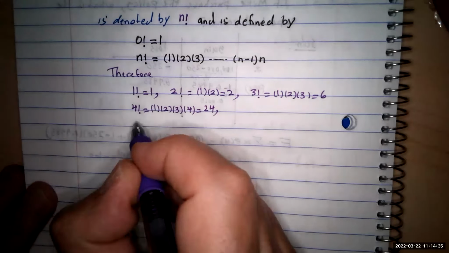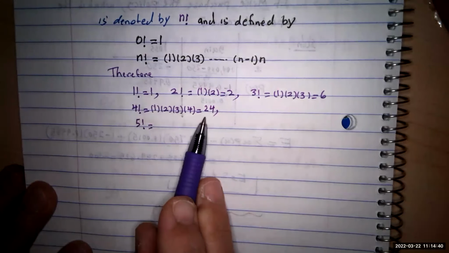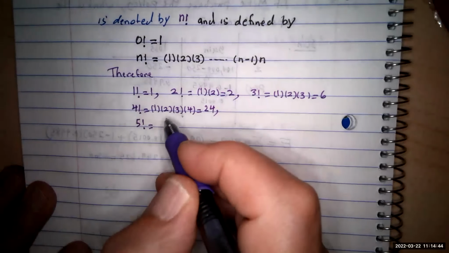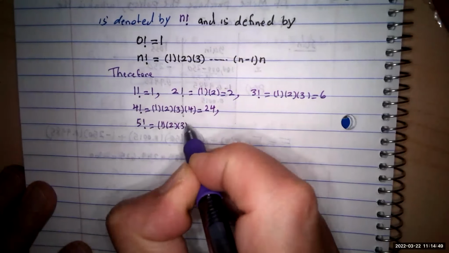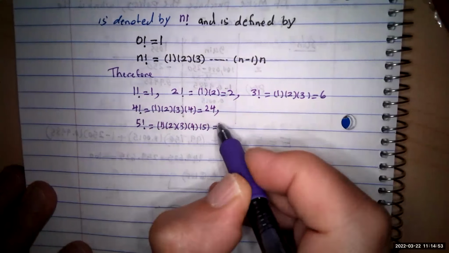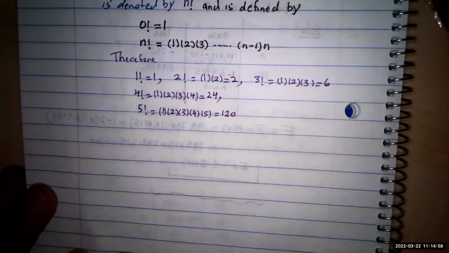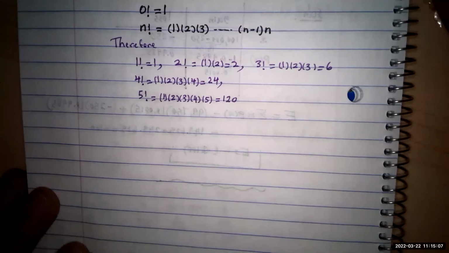So for example, 5 factorial. You already got the 4 factorial, 24. If you multiply by 5, that gives you 5 factorial. Or you can write it down: 1, 2, 3, 4, and 5. So that gives you 120. That would be 5 factorial. We are going to use it in the counting problems.